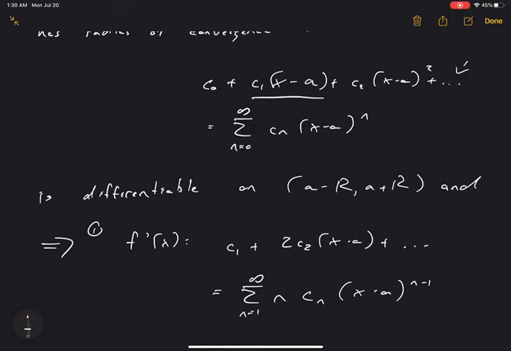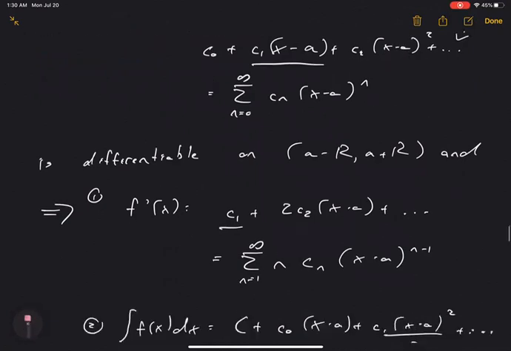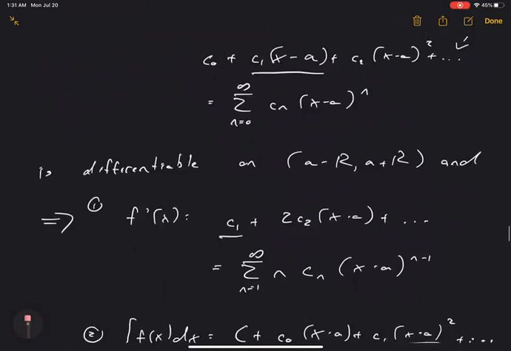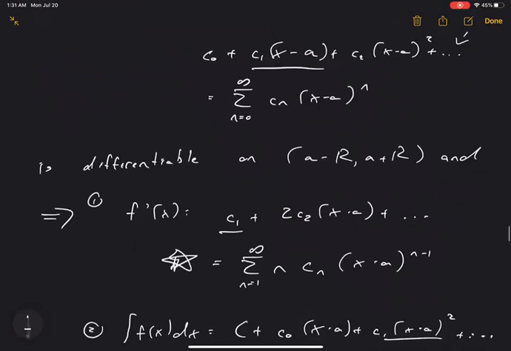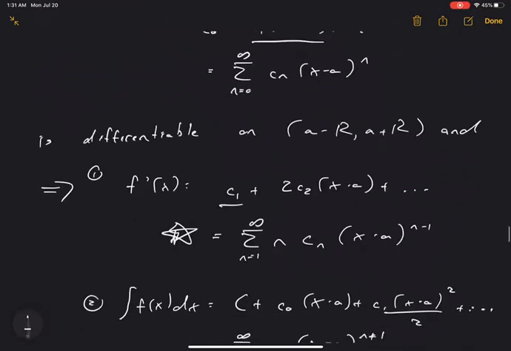What's the derivative of this part? The derivative of that part would just be c1. What's the derivative of this part? Well, that would be 2 times c2 times (x minus a), and that's exactly what it is. So the derivative behaves exactly like you would hope it would. And the derivative behaves nicely, and so does the integral.